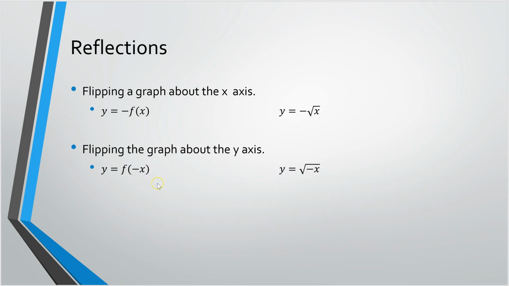For flipping the graph about the y-axis, which would flip the graph from side to side, this would be where you have the negative on the x inside of the parentheses or inside of the symbol operation like square root or absolute value bars. And in this case, that would be the square root of negative x for a specific example. But of course, you can apply this to other functions like x squared or x cubed also.